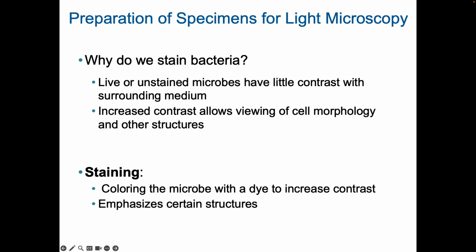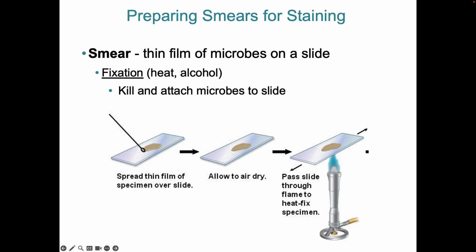So we have to, especially when we're looking at bacteria, bacteria are very difficult to see because they don't contrast very much with the background. So we have to stain them or do something to them to allow us to actually see their morphology or to see any sort of structures. So staining is the process by which we use a dye to falsely color the microbe. The microbe isn't actually purple, but if we use a purple dye, we will see a purple bacterium. We can also use various staining techniques to emphasize certain structures.